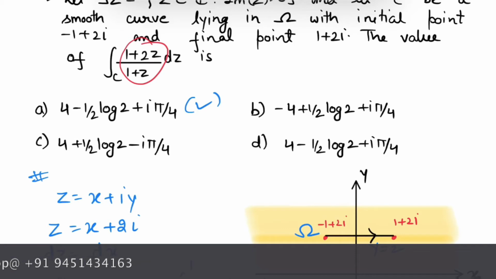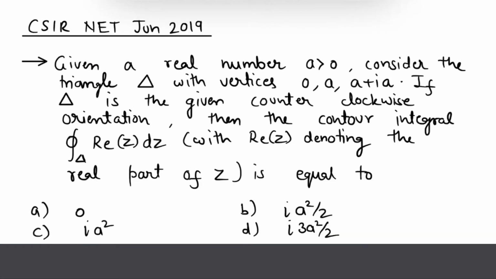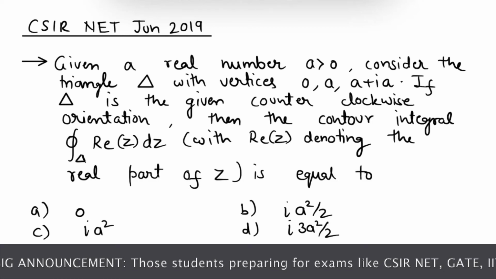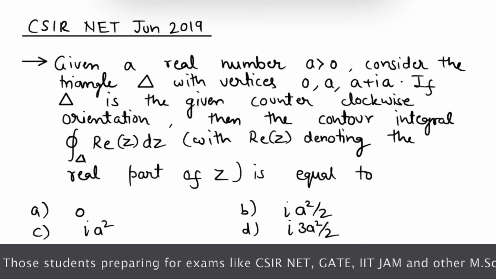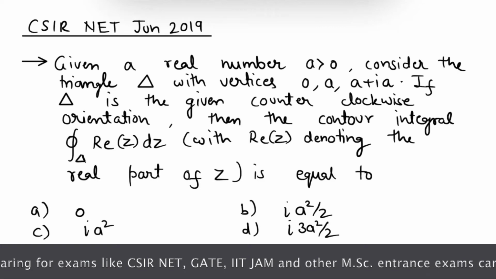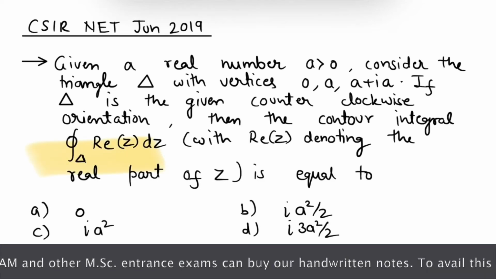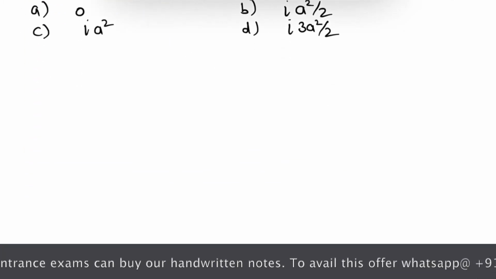Now let's see the next question. In this question we have a positive real number a and we have a triangle delta with vertices 0, a and a plus iota a. Then we have to find this integral. But first let's draw the triangle delta.